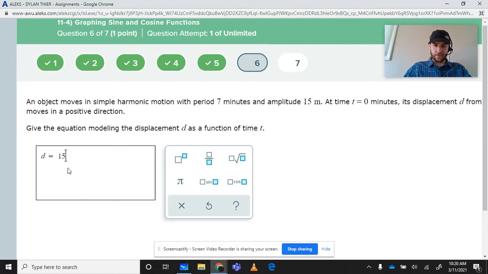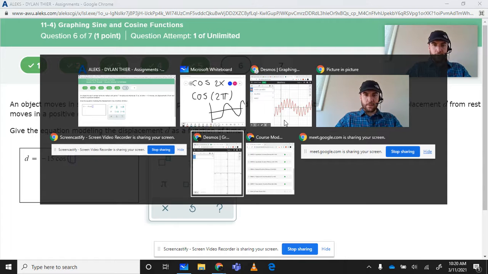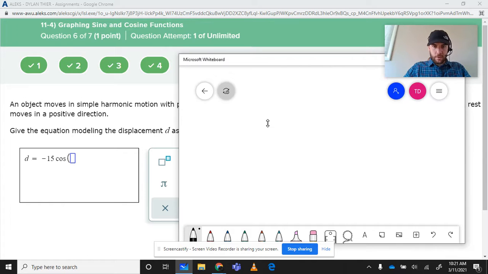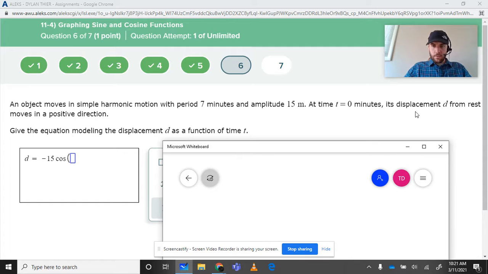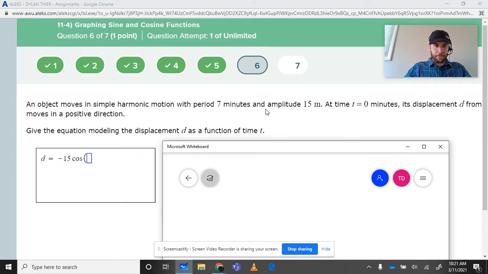So I would do that as a cosine. I would say your amplitude is negative 15 to start down below, and I would do cosine of, well, we just need to figure out what the period is going to be. So let's see. We want the, let's see, starts at negative 15 and initially moves in the positive direction.